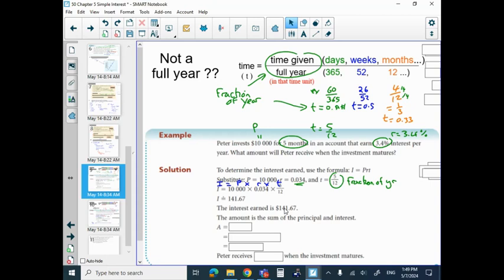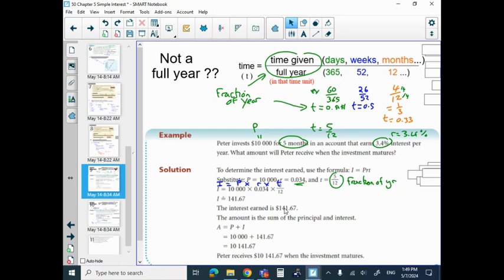Okay, so there's a typical therefore statement. Interest earned is $141.67. The amount would be the original invested money, 10,000, plus that interest. So it would give you this number here, $10,141.67.